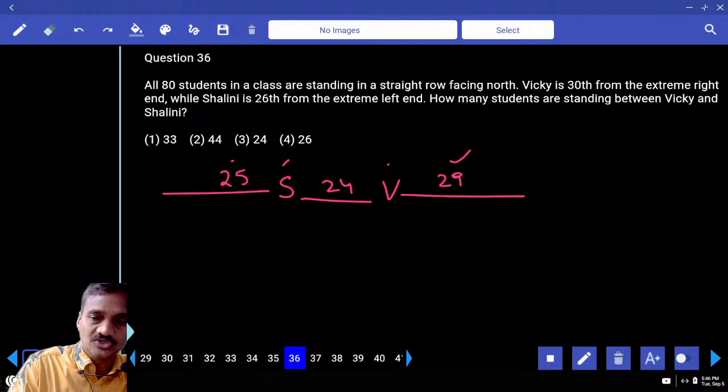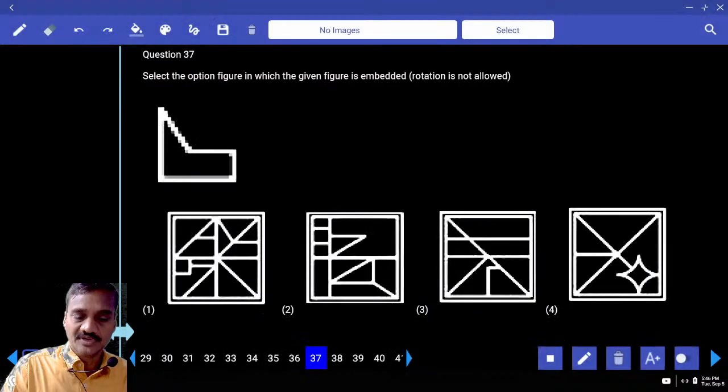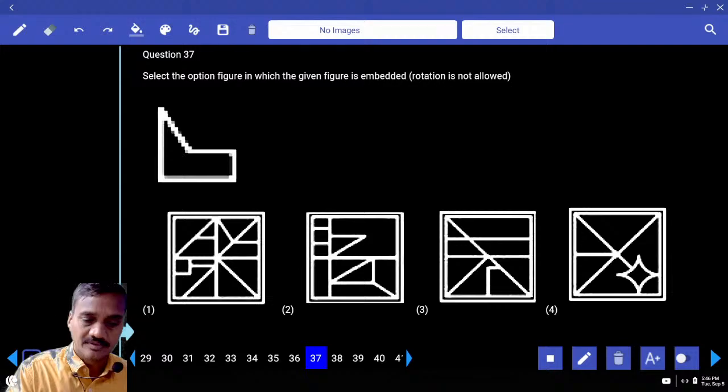Then next one, the 37th one. Then we need to find out the figure that is embedded into this. Now in this one, tell me which figure is embedded into this one here. My choice 1. Now where can we find this embedded figure here? Then this is a block we are having here, that is choice 1, question number 37.